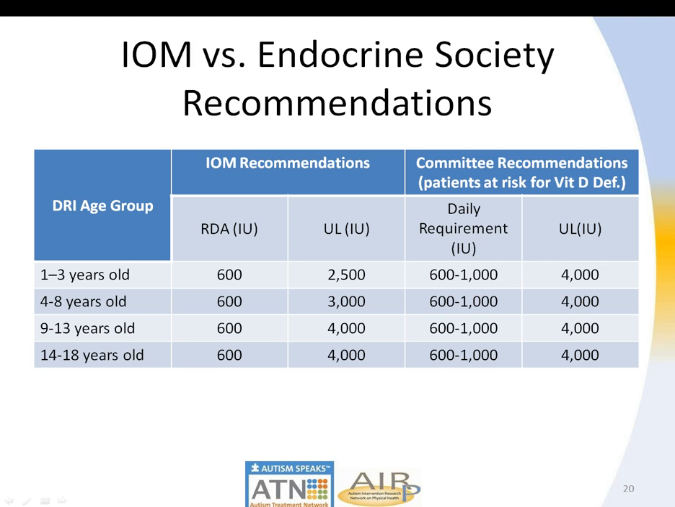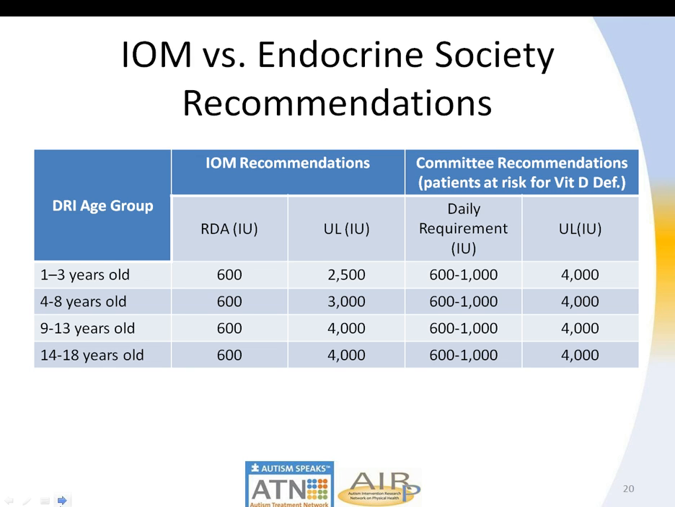Shortly after the IOM set their recommendations, the Endocrine Society published practice guidelines suggesting more than 600 international units might be necessary to move individuals into acceptable serum levels, and these levels are depicted on the slide that you're viewing. The Institute of Medicine also set an upper level of intake, which is the highest level of recommended intake, above which the risk of adverse effect increases, and that was established to be 4,000 by the Institute of Medicine.